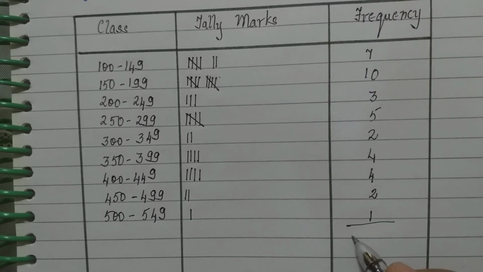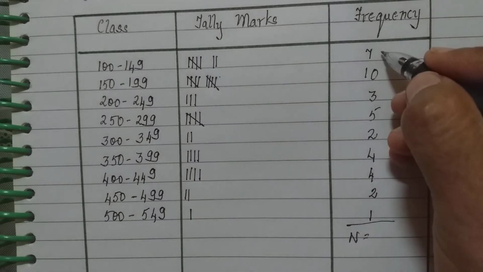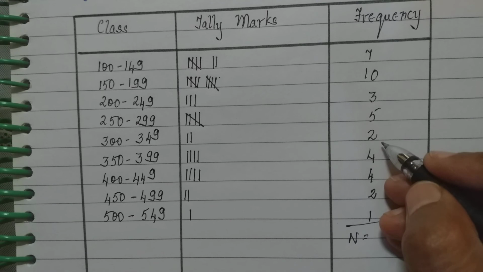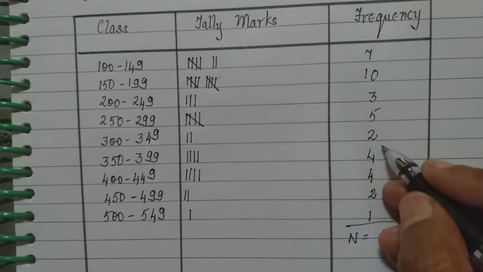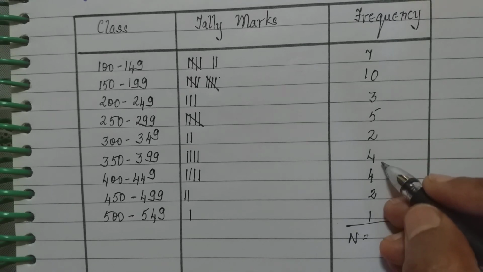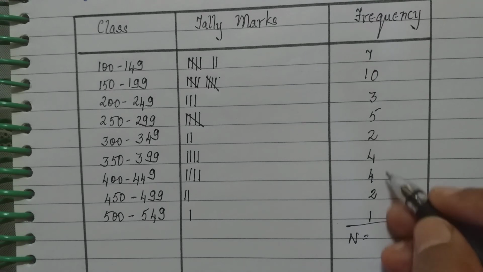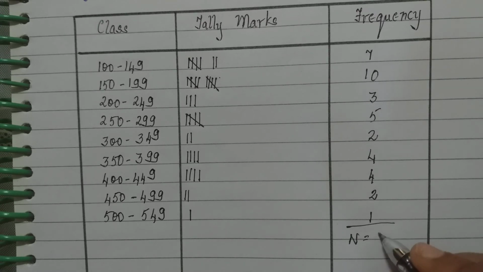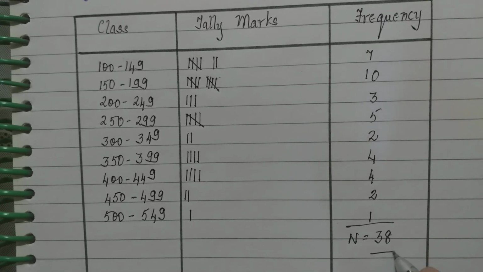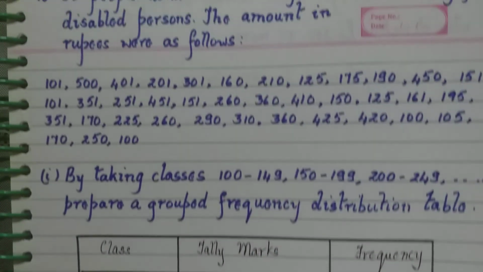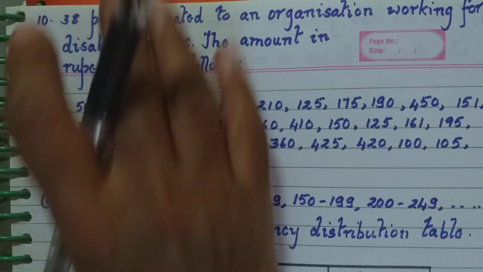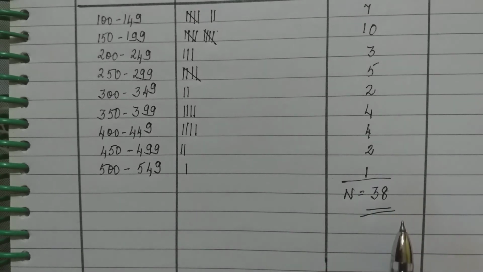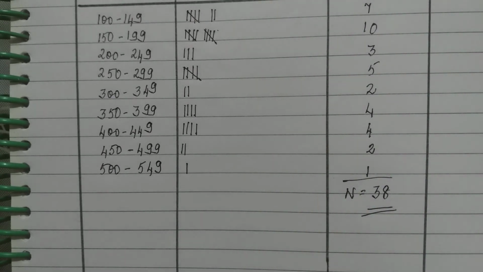So now let us add this. N is equal to 7 plus 10, 17. 17 plus 3, 20. 20 plus 5, 25. 26, 27. 27 plus 10 is 37. 37 plus 1 is 38. So let us see whether it is 38 here. 38 people donated. So n equal to 38 is right. Right?